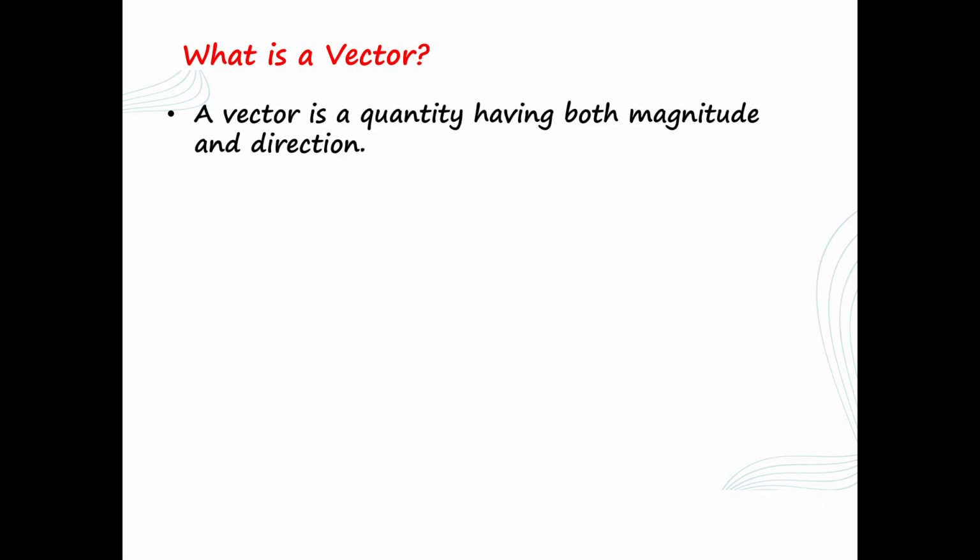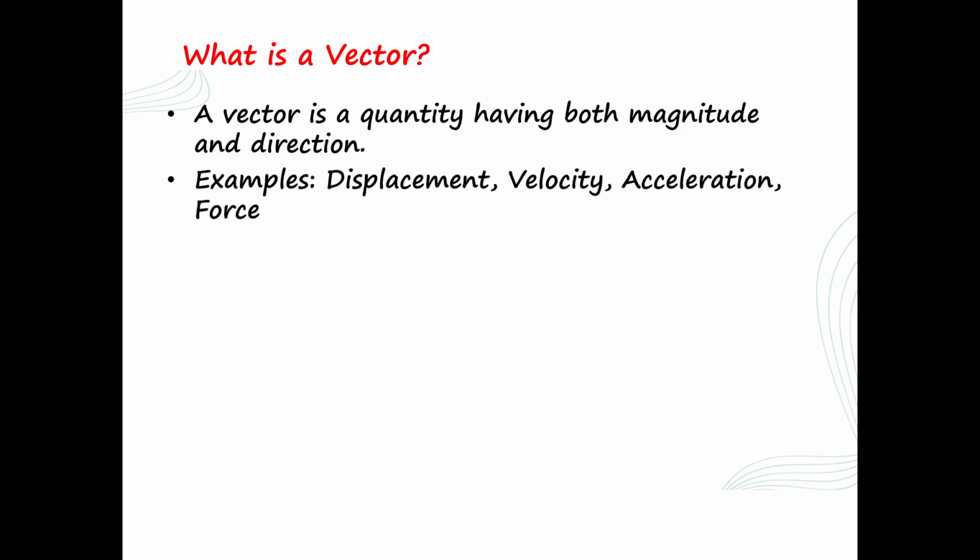Before knowing about a vector, we must recap what is a scalar. A scalar is a quantity having magnitude only, no direction associated with it. For example, speed, work. But what is a vector? A vector is a quantity having both magnitude and direction. For example, displacement, velocity, acceleration, force, momentum, torque, etc.